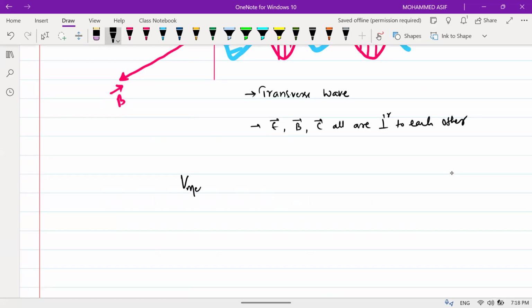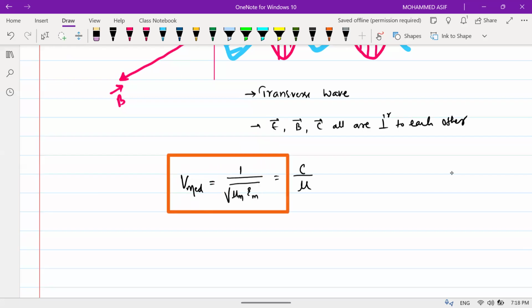V, the speed of light in a medium, is equal to 1 by under root of mu of the medium and epsilon naught of the medium. So that will be equal to, for the given condition, C divided by mu, where mu is the refractive index. So this is your speed of light. Clear? Mu is your permeability of the medium. Epsilon is the permittivity of your medium. Clear?